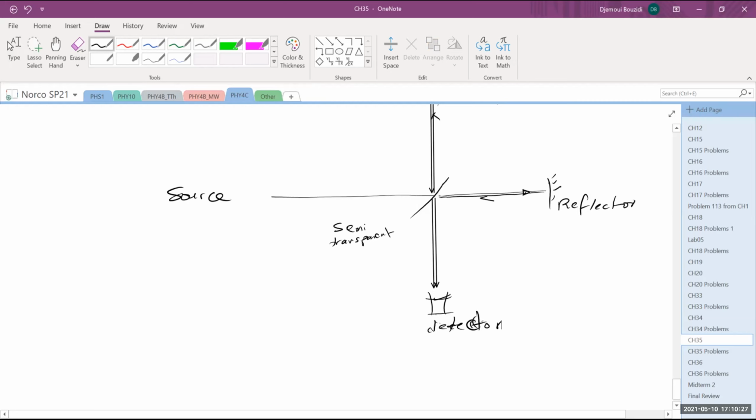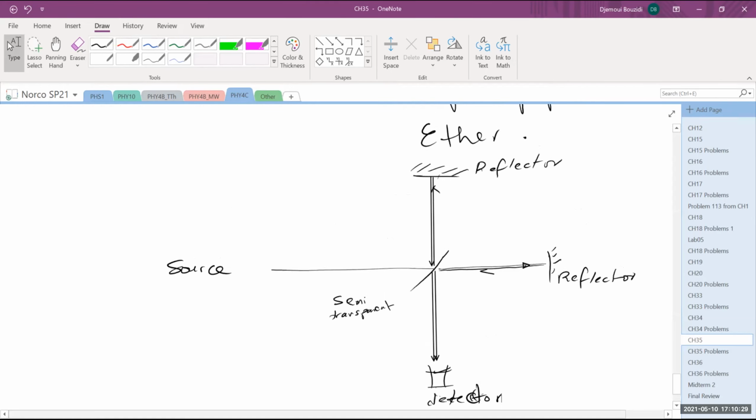Okay, here is the deal. I take my apparatus and point it in one direction in space. It doesn't matter. I know the Earth is going around the sun. Of course, this is on a table, okay. So this is a semi-transparent, not a fully transparent mirror. So it has this property of sending waves.